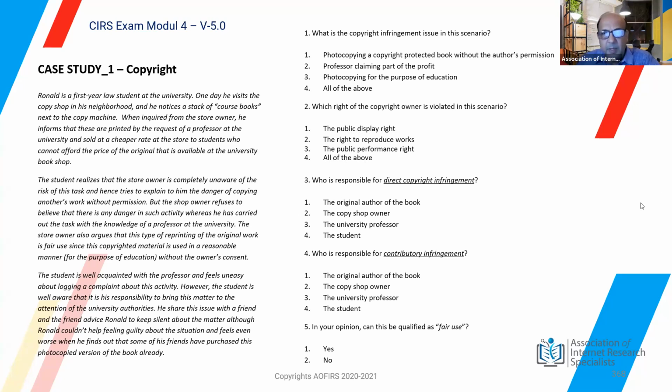What do you think about number 3? This might be a little bit tricky. 3 and 4 is something that one has to think about, I guess. Like the type of liability. Is it direct or not? And then who is responsible for direct infringement?